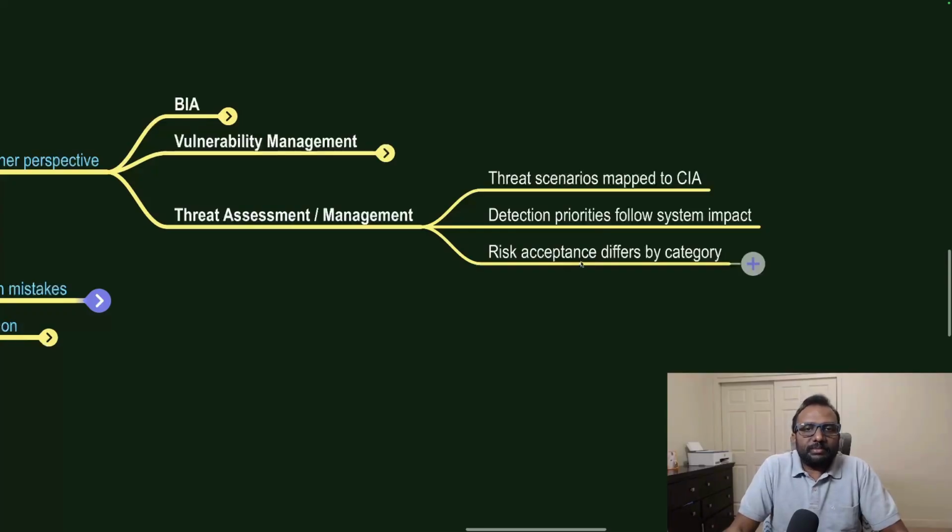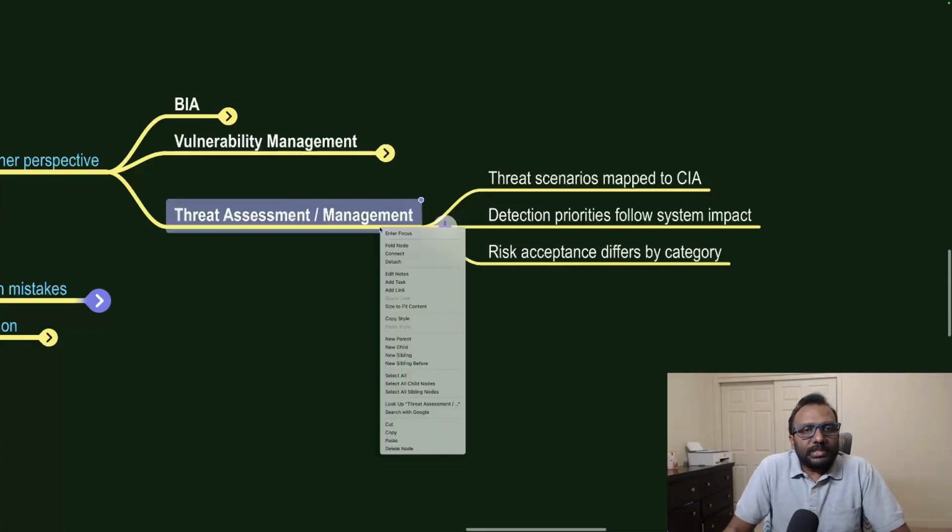And risk acceptance differs by category. If there is an incident or a gap in the system, and it is a low system, a low level official can go and approve that. But if it's a high impact system and there is a risk, it has to be mandatorily approved by the top level or the senior management itself. That is the level of criticality and priority we can assign when we categorize the system properly.